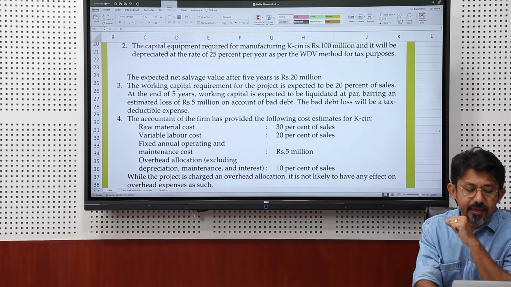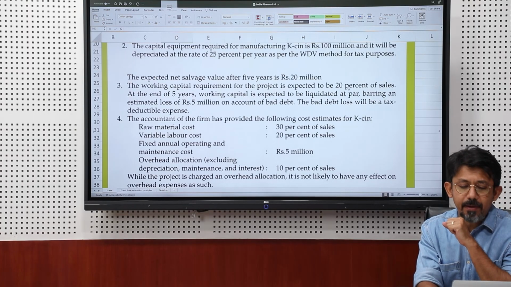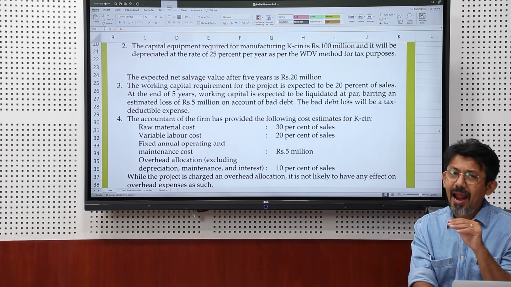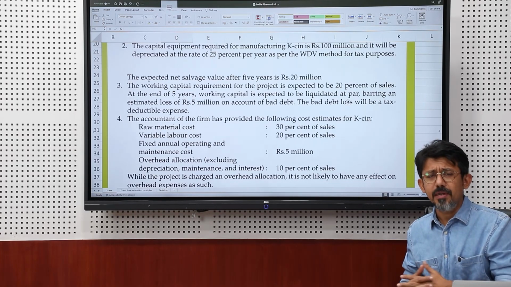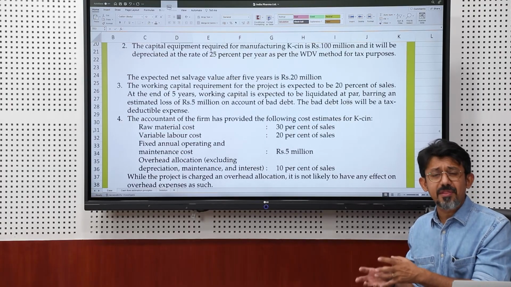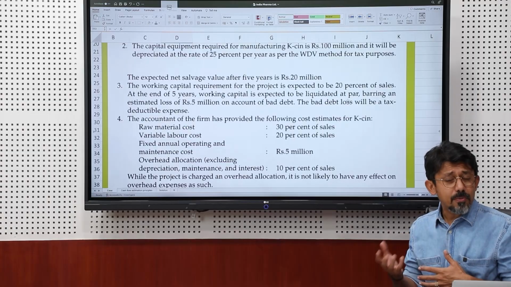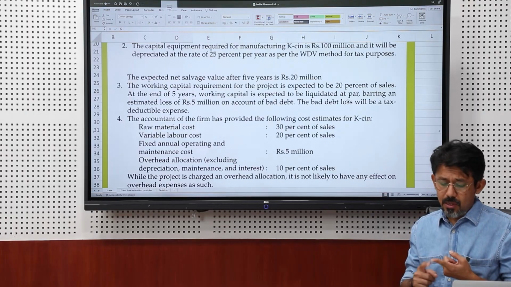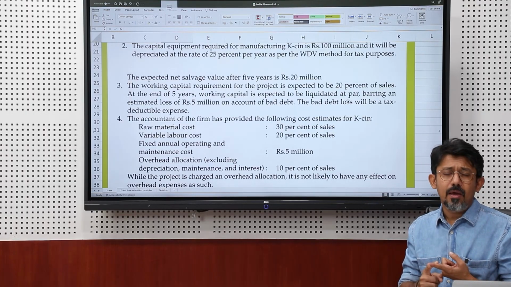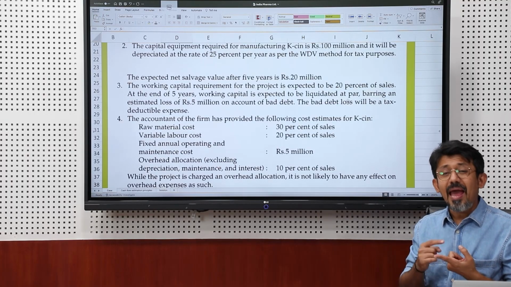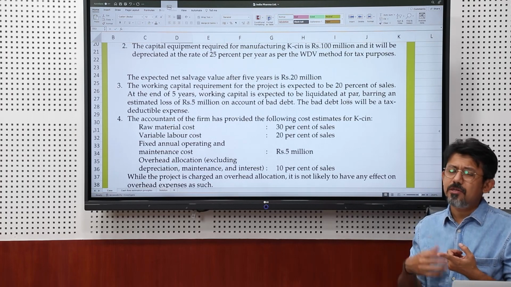You are told that the working capital requirement for the project is expected to be 20% of sales. At the end of 5 years, this working capital is expected to be liquidated at par. Explained this earlier, that the standard assumption is that the money that you invested in working capital in the beginning of the project comes back to you at the end of the project, because the assumption is that all inventory is sold, all receivables, the money from your debtors and your customers, is received, and you will end up making the payment to the creditors or suppliers.